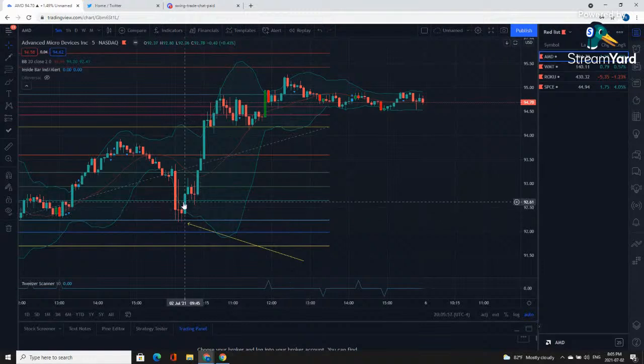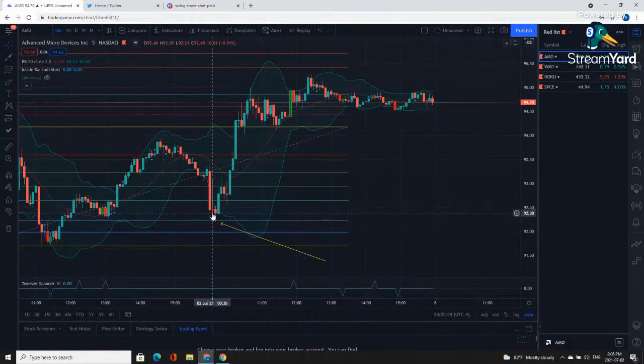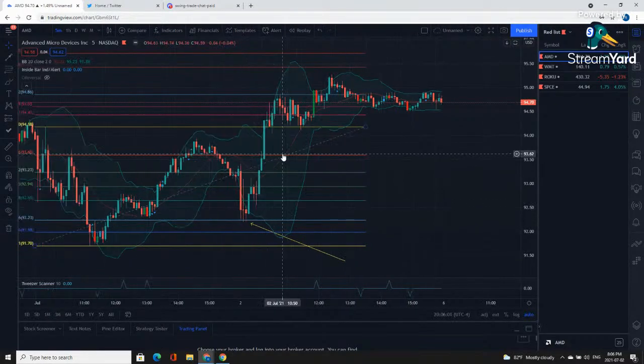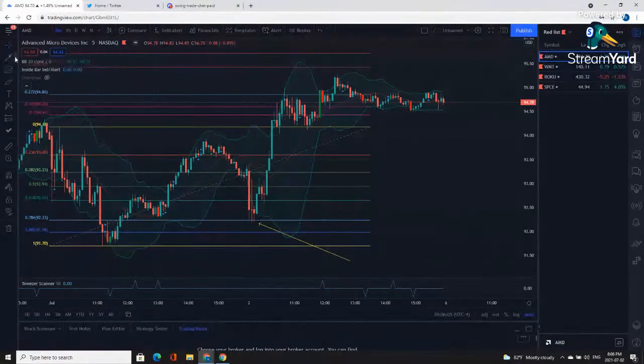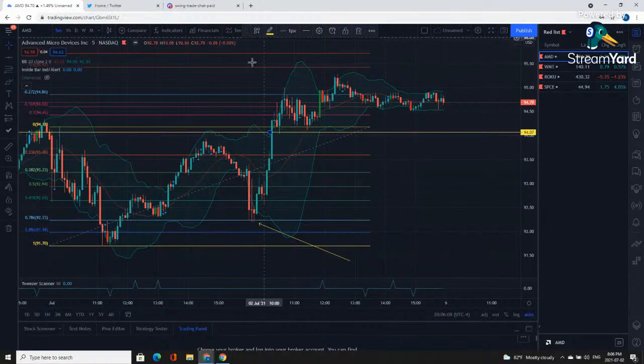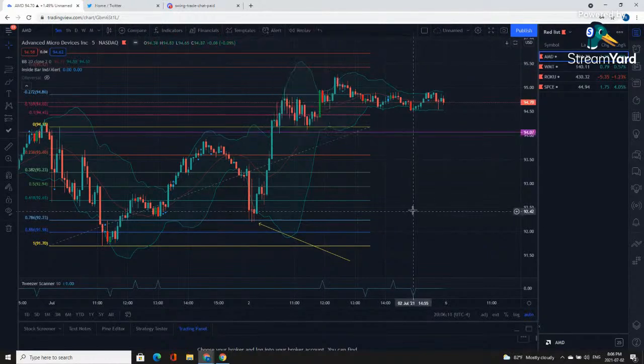So here we go. We had this beautiful 786. We had this hammer bar. And then we just started going vertically, right? The trigger price, if you're using the trigger price, was right around here. So let me put that in purple. The trigger price was right around here. So even if you just took the break of the trigger price, you could have made some good gains also.